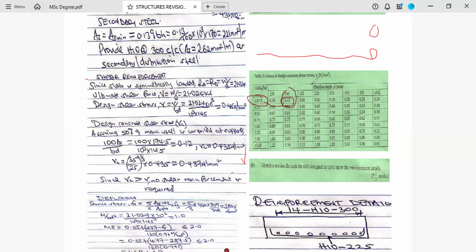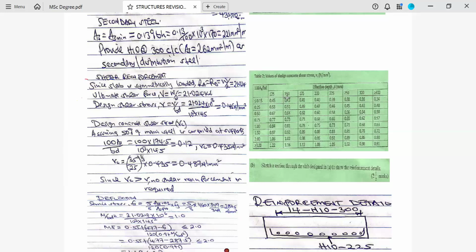But remember, the table value is for fcu 25. But our fcu is not 25, it is 35. Now we have to convert by taking 35 over 25 to the power of one third, all that we multiply by the value we obtain from the table, which is 0.5, 0.53. Maybe I put 35 because of the trend.